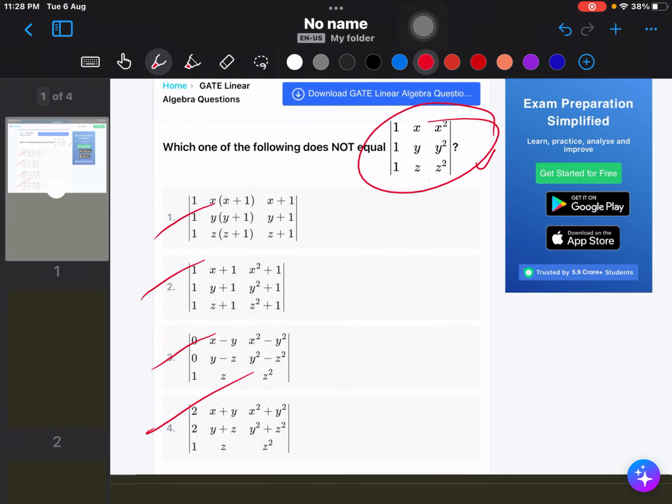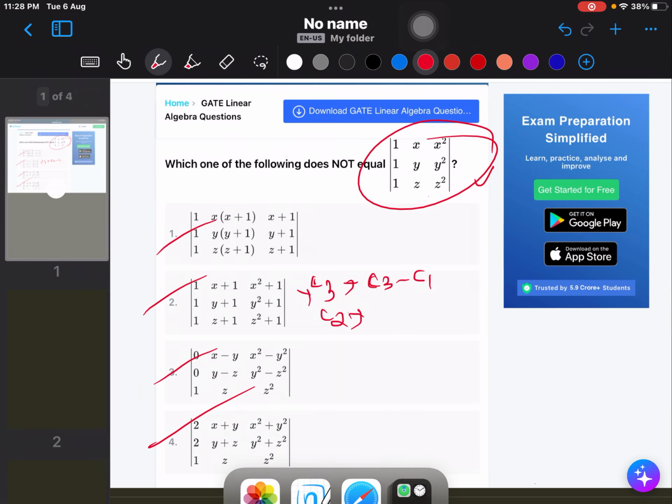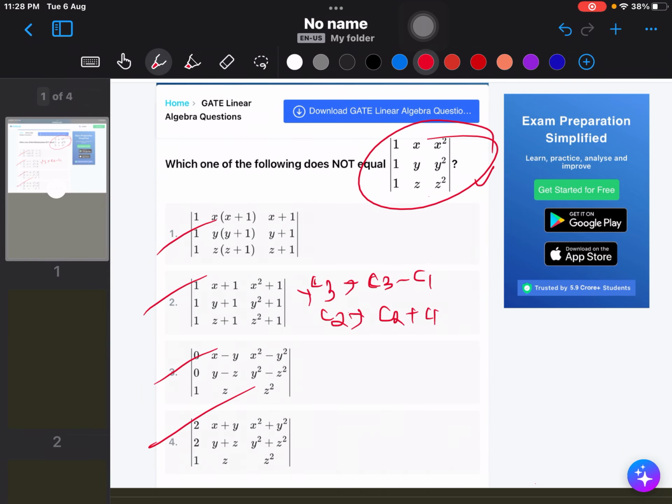So in equation 1, okay, wait, let me check here. What we are doing, we are subtracting column 3 minus column 1. Okay, so, and with column 2, what we are doing, column 2 plus column 1.